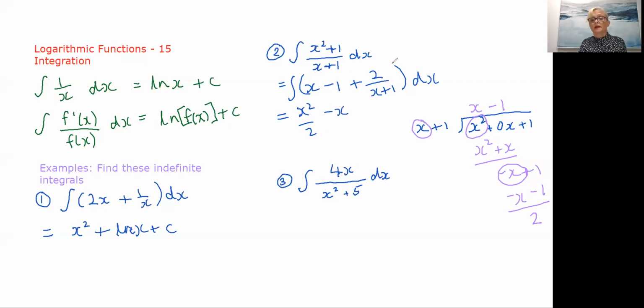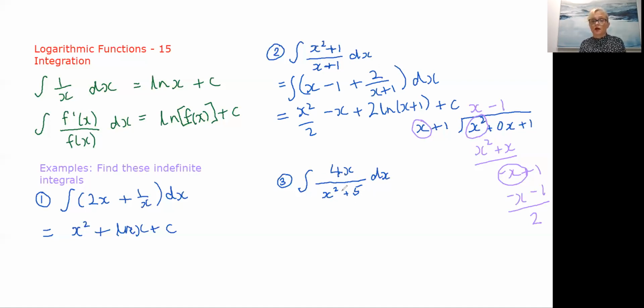And here is where we're going to use our natural log business. This will be natural log of x plus 1, but we've got 2 times it. The derivative of x plus 1 is just 1 anyway, so that's not a problem. The chain rule's not going to provide any issues for us. Plus c.